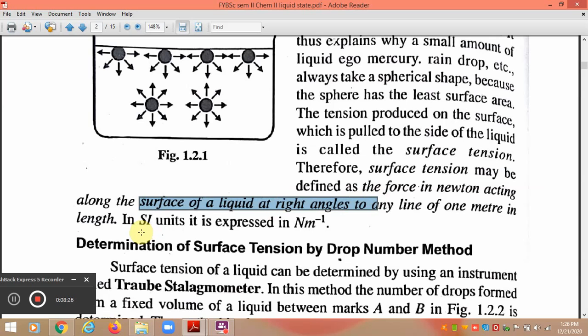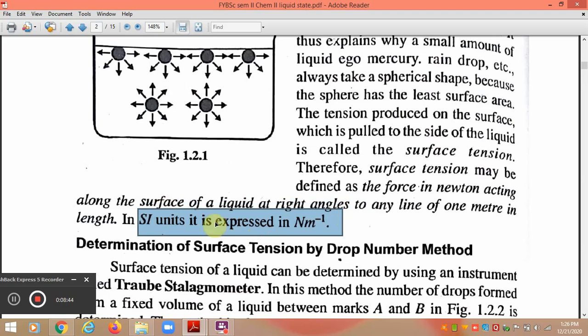If we talk about the unit or the measurement of surface tension, then, as it is the force acting on a line, the SI unit of surface tension is Newton per meter.